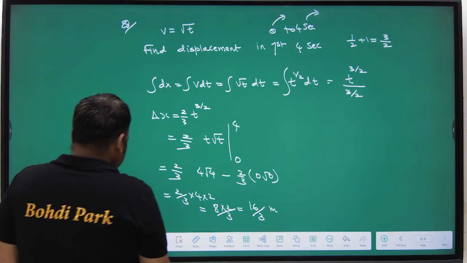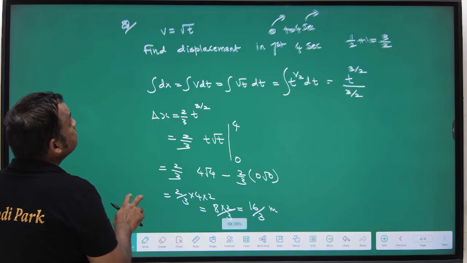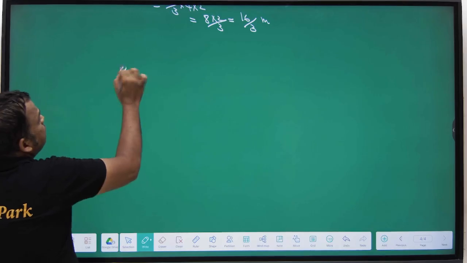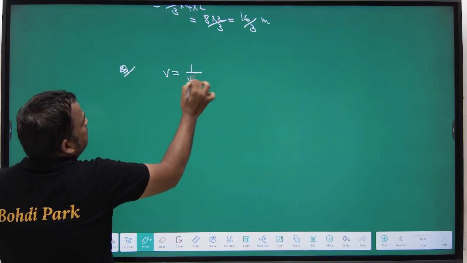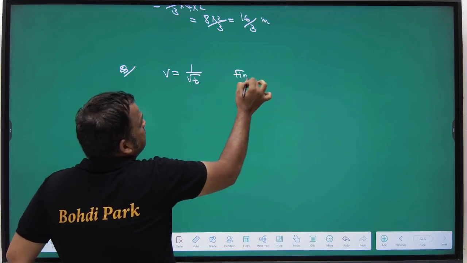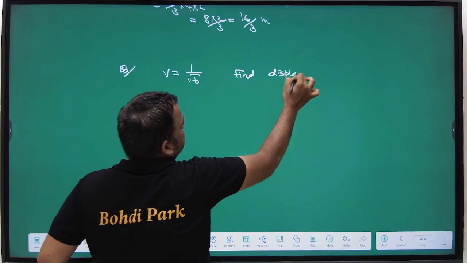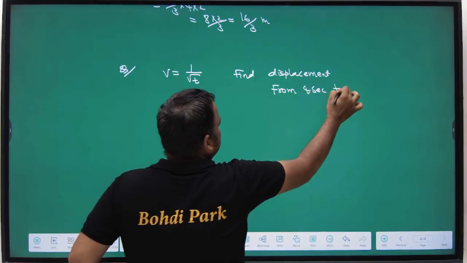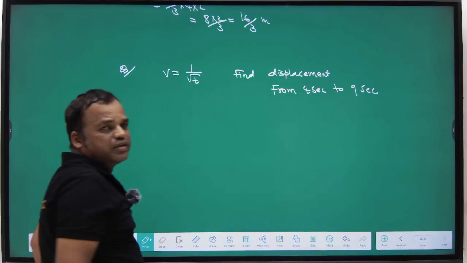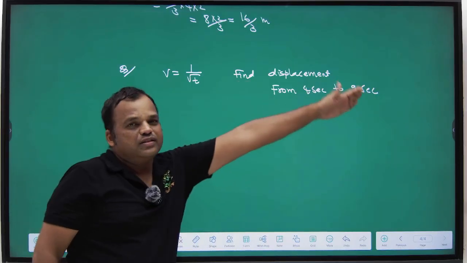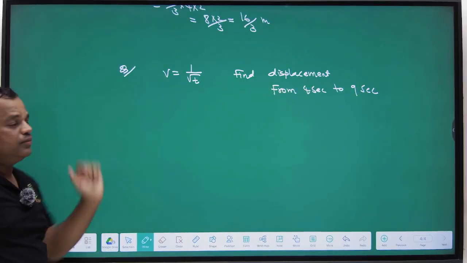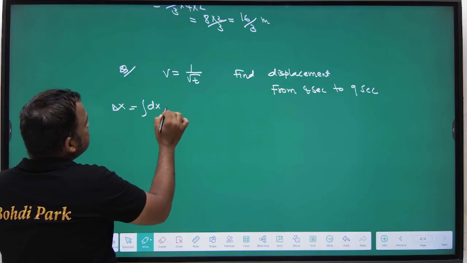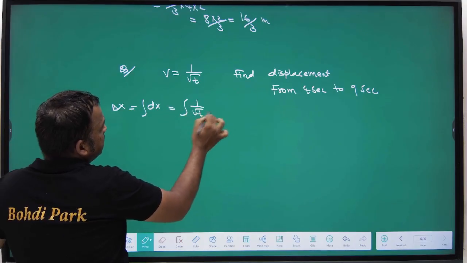Let's take one more example in which the power is negative. Suppose v is given as 1 by root t, and the question is: find displacement from 4 second to 9 second. So intentionally I have given the values as 4 and 9 so that we can find the square root easily. So integration of dx will be delta x, which is integration of 1 by root t dt.